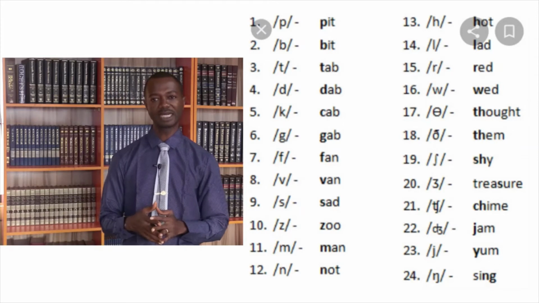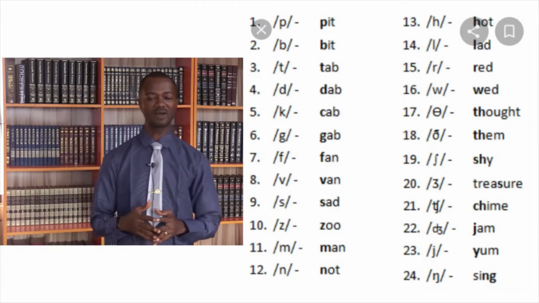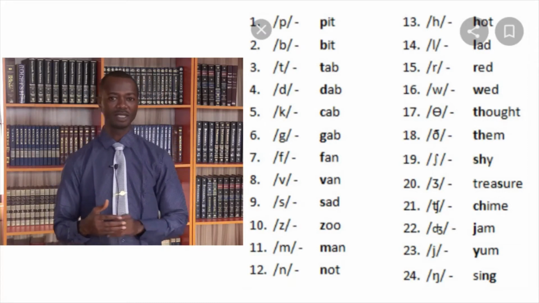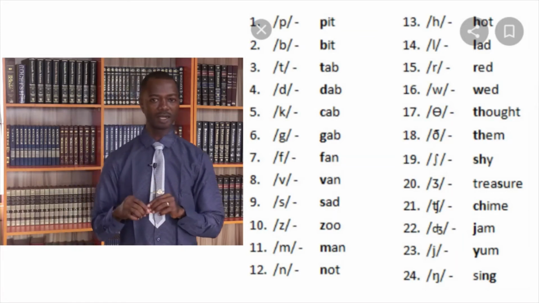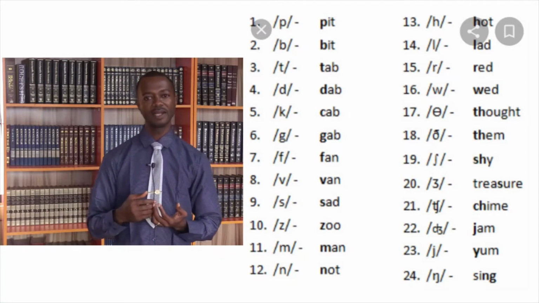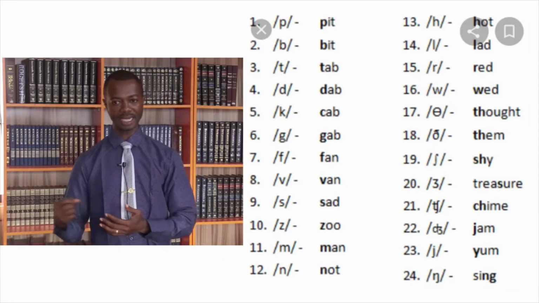And I have the last one. The last one is the ng sound. The sound is a nasal consonant. There are three nasal consonants in the English language. There's the m, the n, and the ng. Now the ng is found in words like prang, in bang.